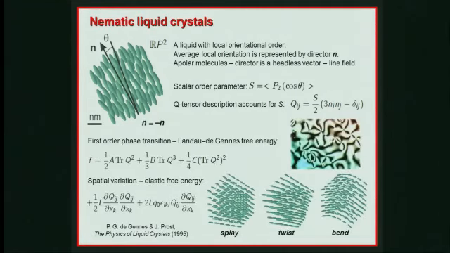Because these materials of course also undergo phase transitions, we can model this by the Landau-de Gennes expansion of the free energy density, and because they usually interact with surfaces, you also get spatial variations of nematic order, which can be summed into three characteristic contributions: splay, twist, and bend.